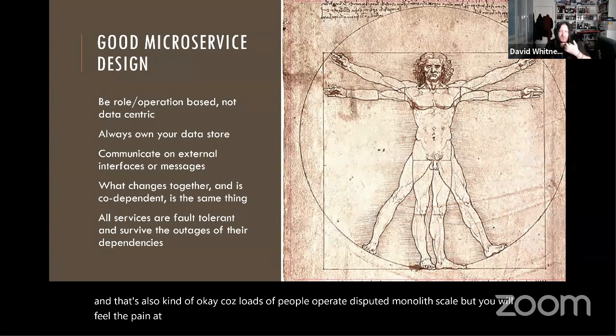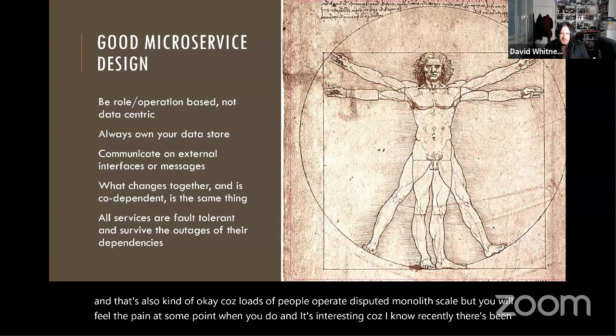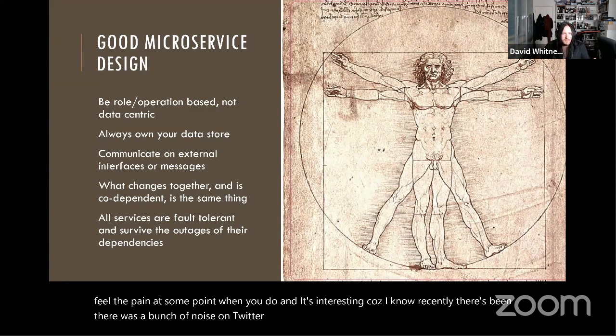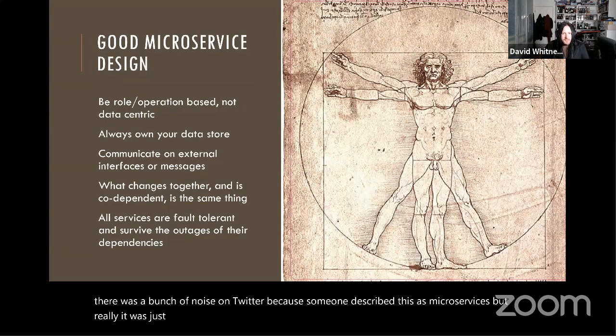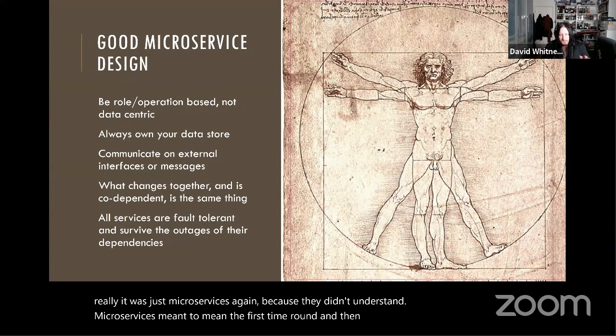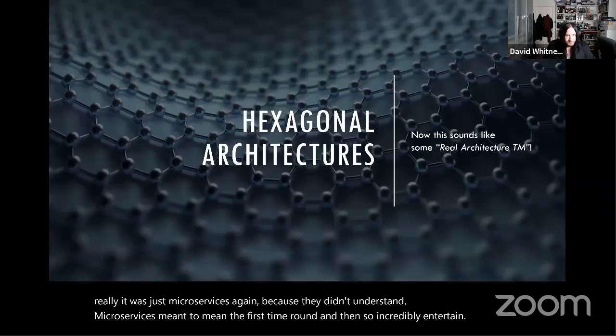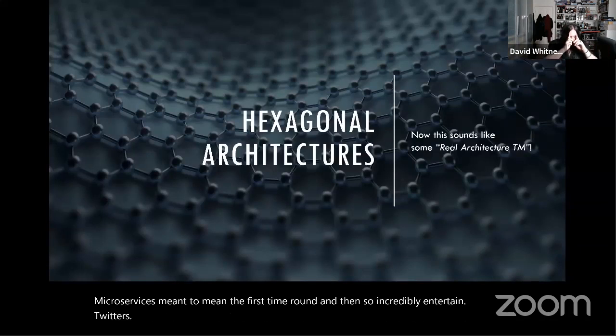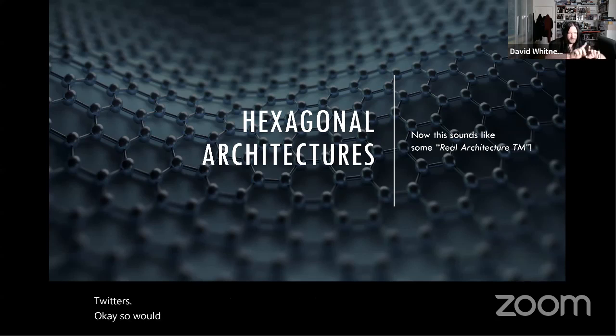And it's interesting because I know recently there was a bunch of noise on Twitter because someone described this as macro services, but really it was just microservices again, because they didn't understand what microservices was meant to mean the first time round. And it was all incredibly entertaining, and the Twitters lost their minds a little bit. Okay, cool. So we've kind of done microservice architectures, which lots of people get confused with.